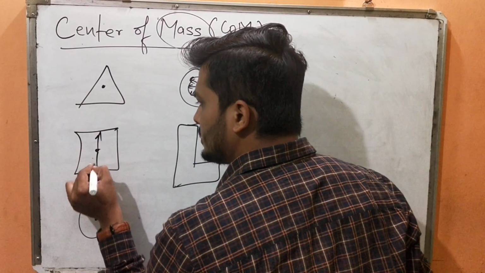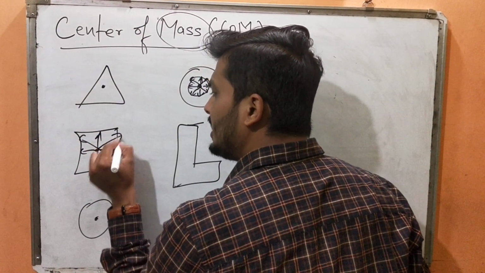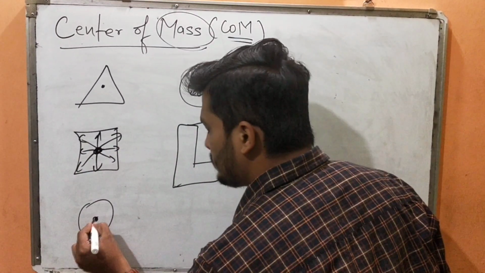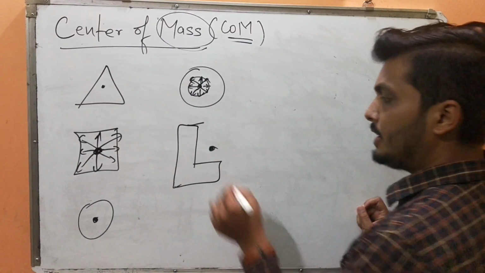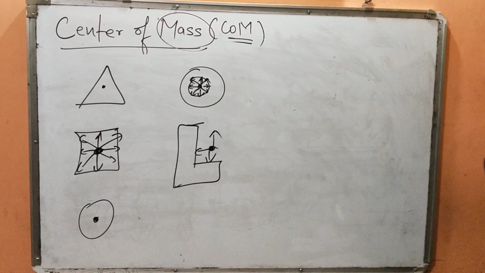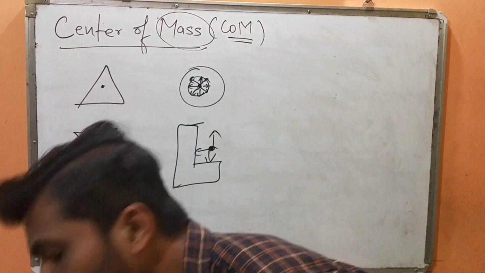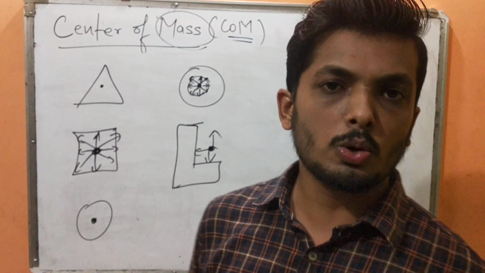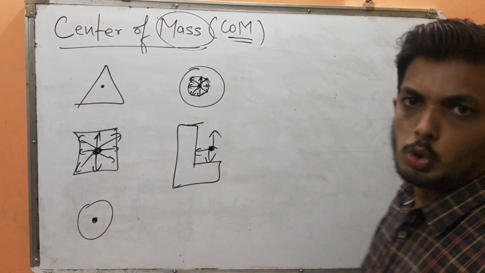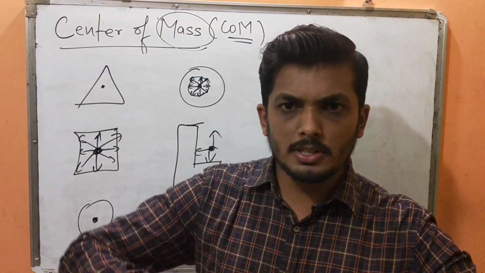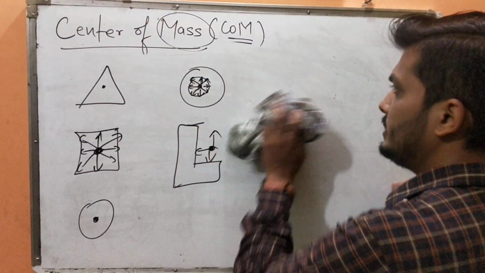From this point, the mass is equally distributed, or the entire mass of this system is assumed to be concentrated at this point. Are you understanding? Got it? So the center of mass need not necessarily lie inside the body. It may also lie outside the body. The only thing is you should know where exactly the center of mass is, and that from that point the mass is uniformly distributed from all sides equally.